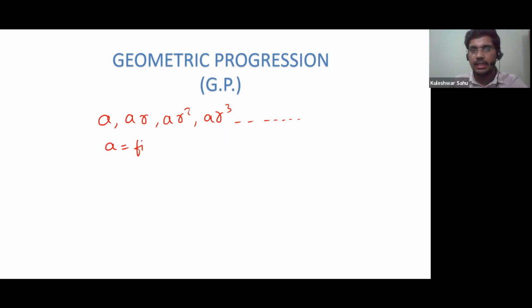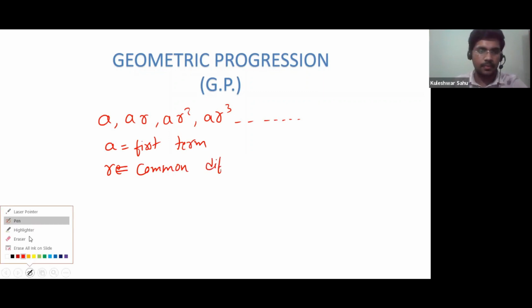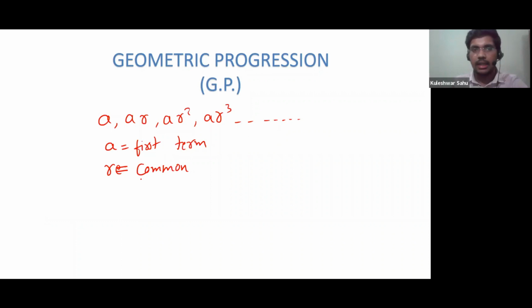Let's move to geometric progression. Any series in the form of a, ar, ar square, ar cube will be known as a GP, where a is our first term and r is known as the common ratio. In AP, we have common difference, which is denoted by d. In geometric progression, we have common ratio, which is denoted by r.